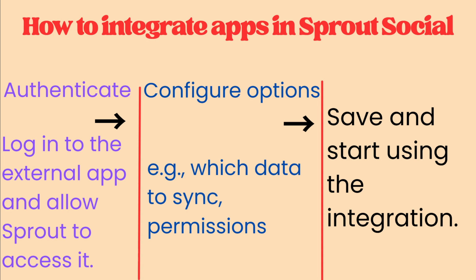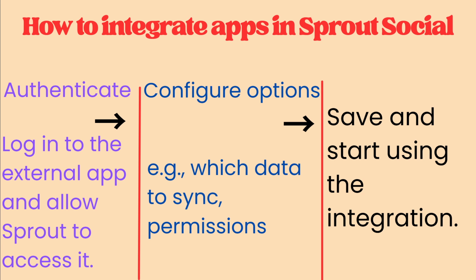When you've located the right app, click Connect or Add Integration. The wording can differ by provider, but they both launch the same secure connection flow. Sprout will redirect you to the external app to complete the handshake. Authenticate by logging into the external app and allowing Sprout to access it.